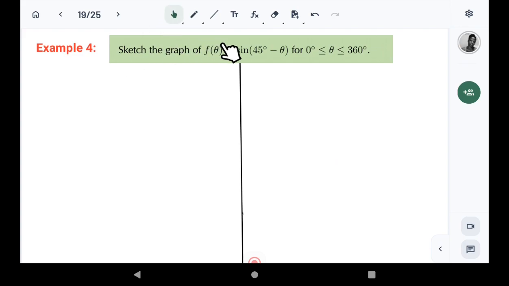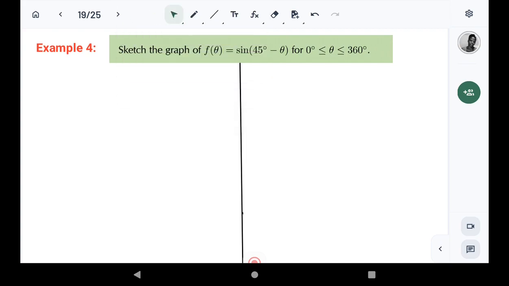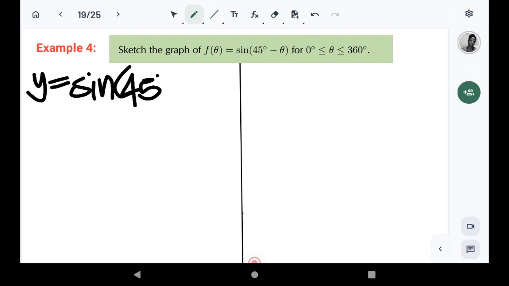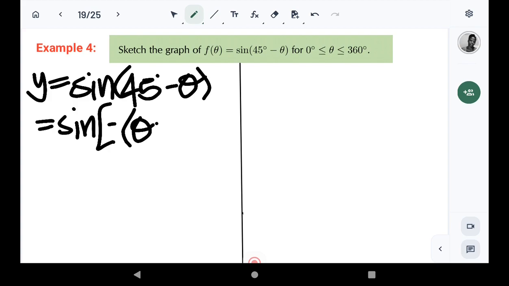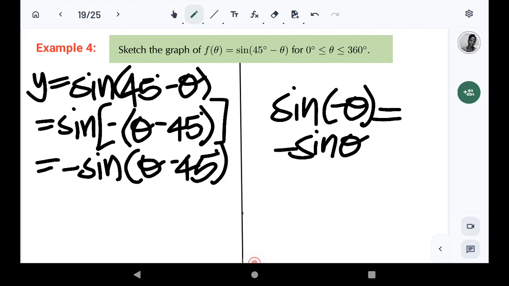Sketch the graph of f of theta equals sine of 45 degrees minus theta. We never dealt with this. All the time we've been dealing with theta coming first and not the angle. So what we do now is we'll rearrange that. That should be easy. It shouldn't be an issue. So that becomes y equals sine of 45 minus theta, which equals negative sine of theta minus 45. You're not essentially changing anything: it is still minus theta, and still positive 45. That's because sine of negative theta in general equals minus sine theta. Keep that in mind.